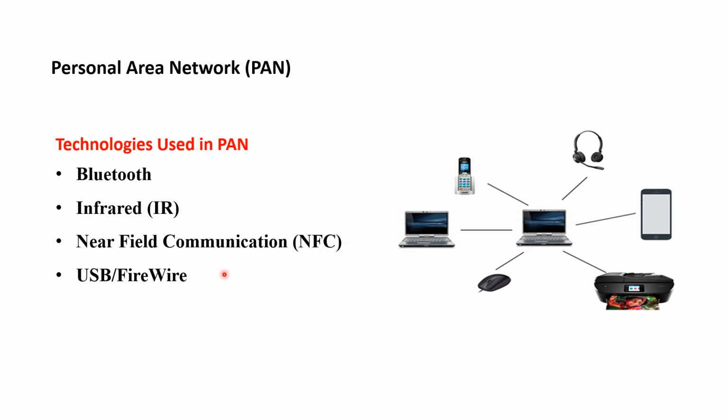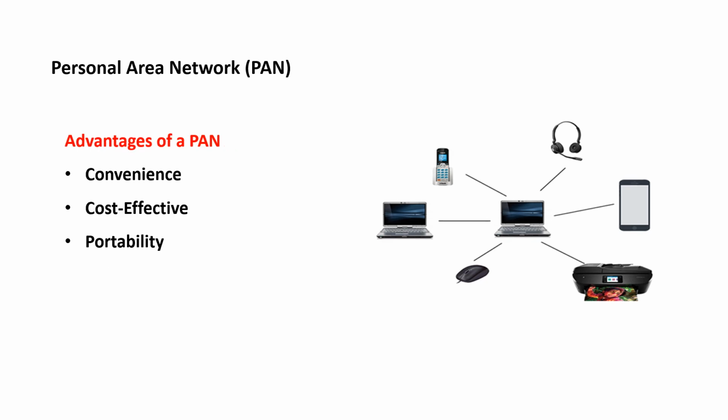Wired PAN connections use USB or FireWire for device-to-device communication. Some of the advantages of PANs are that they allow easy and quick connection between personal devices without needing a larger network infrastructure. Most personal devices come with built-in technologies like Bluetooth, eliminating the need for additional hardware. Portability. Since PANs typically rely on small personal devices, they are highly portable and can be used anywhere.